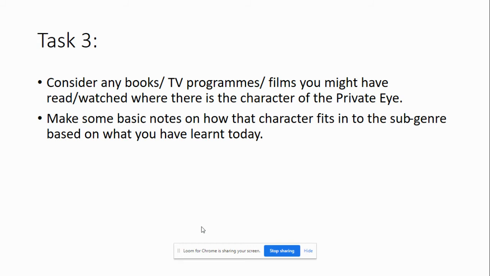So 3 tasks. The first 2 tasks entail you sending me your annotated copies of the 2 extracts. That's all I want from you this week. I'm not asking you to do an essay. And then just do a little bit of research on your own into fictional PIs.